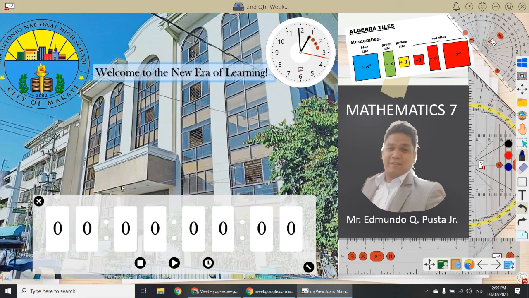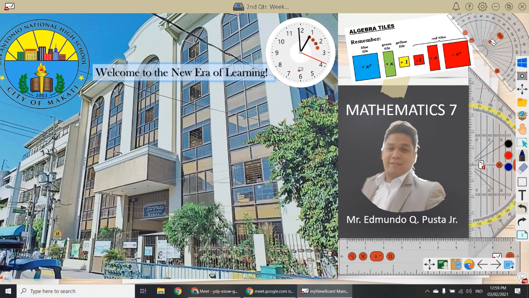Yes, pwede pang kumuha ng module. Thank you. Yes. Sir, kailan po? Kahit mamaya, meron pa naman dun. Marami pa. Hanggang bukas, sige.